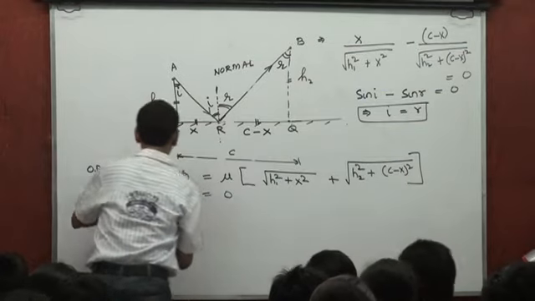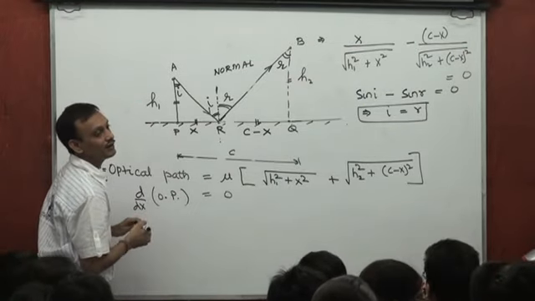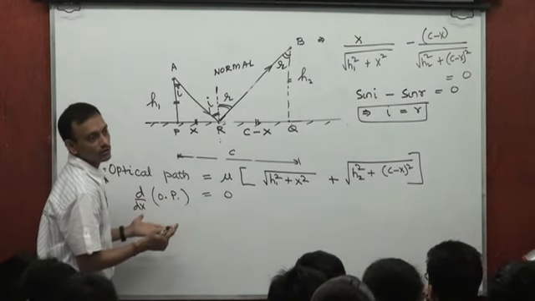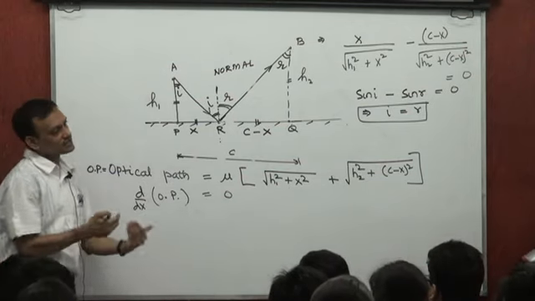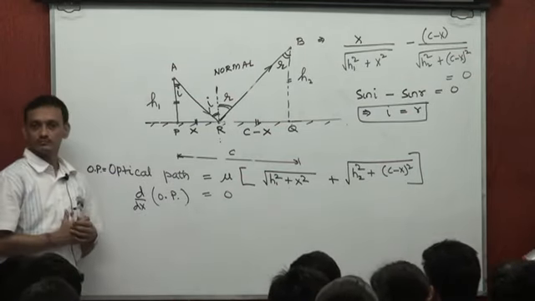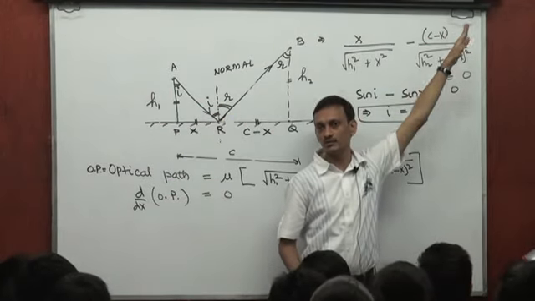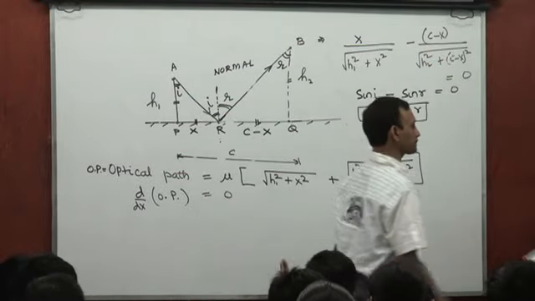Mu will not come out, will it? Mu times d/dx of this is 0. Mu into (sin I minus sin R) is 0, but mu is not 0. So sin I minus sin R must be 0. I mean, there was a mu here, but that's all right. Since mu is not 0, this must be 0. This is inside mu. Right?